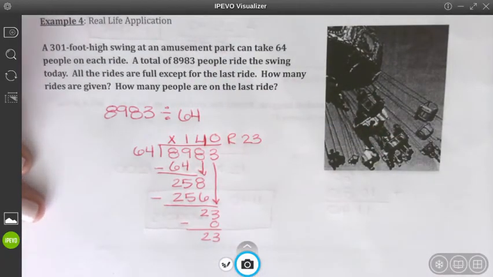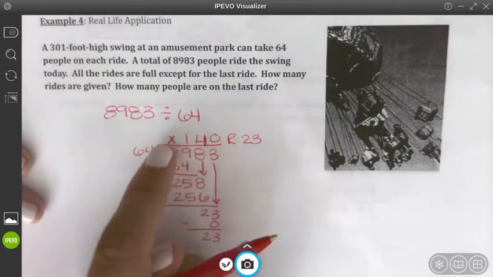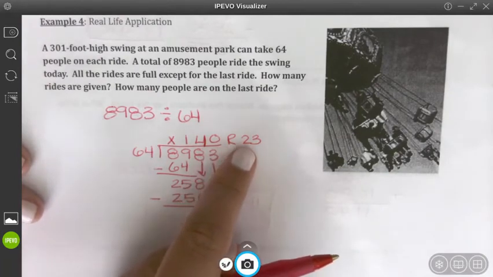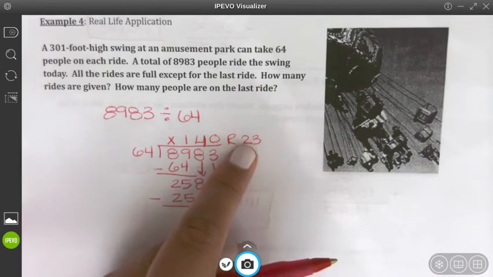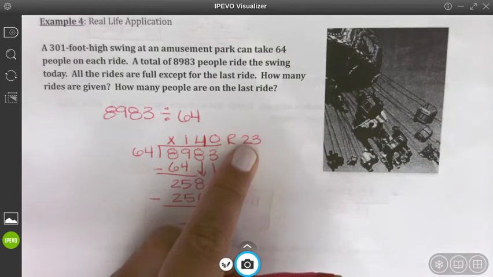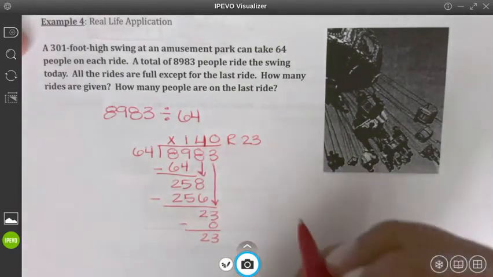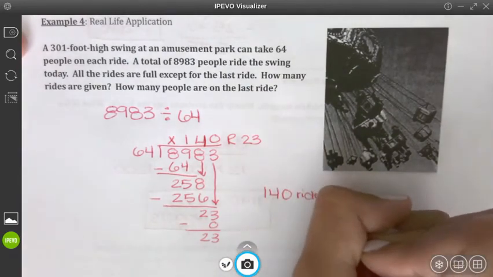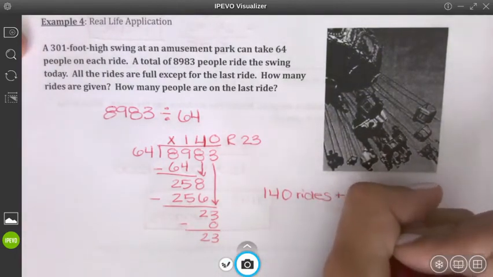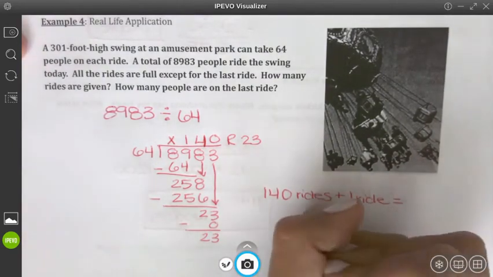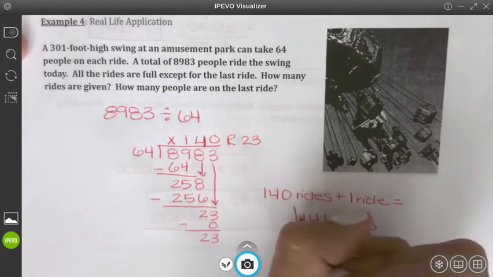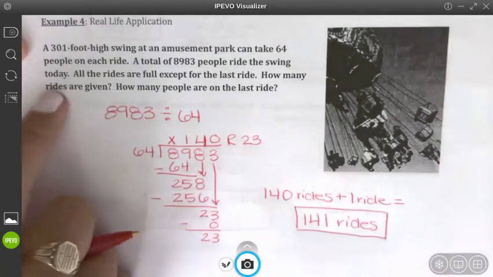So my answer is, how many rides are given? Well, I know that 64 goes in a total of 140 complete times, but because we have this remainder, it means that we have people that still have to go on the ride. So there needs to be one more additional ride on top of this 140 complete rides. So 140 rides plus the additional ride for the extra people is going to give me 141 rides.